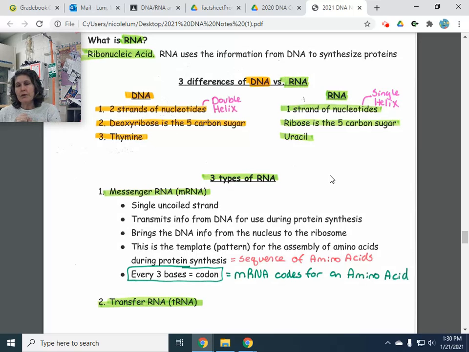Just like in DNA, we talked about every three base pairs, AAA, ATT, GCC, whatever it may be. Every three base pairs in DNA was known as a triplet. Here, those three base pairs are now going to be known as a codon. So codons are three base pairs in messenger RNA. It's this codon, or three base pairs in messenger RNA, that is going to code for your amino acid.